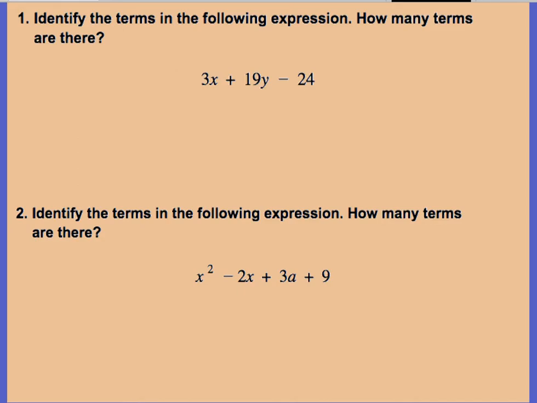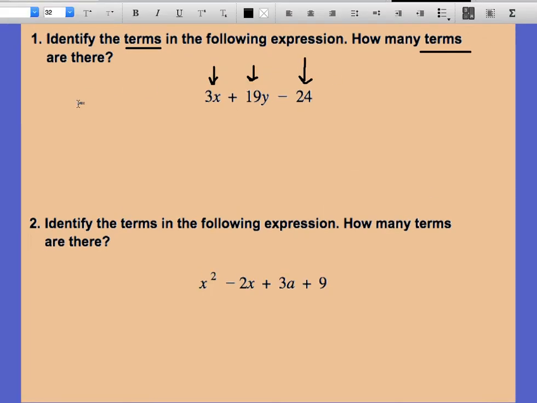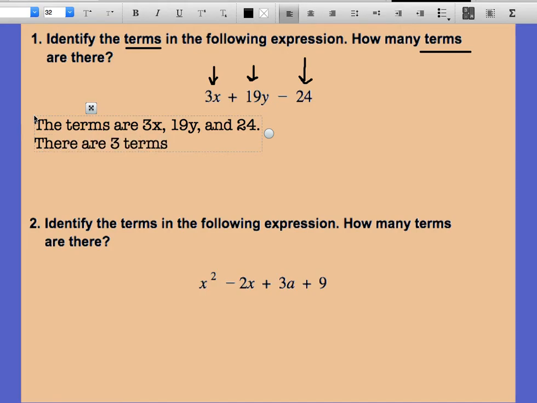All right, so the first one says identify the terms in the following expression. How many terms are there? So we have to remember terms are going to be separated by plus and minus signs. So we got some terms there that are separated, right? We got a 3x, 19y, and a 24. So we can say the terms are 3x, 19y, and 24. It says how many terms are there? Well, 3x, 19y, and 24, there's three different things. So there are three terms.